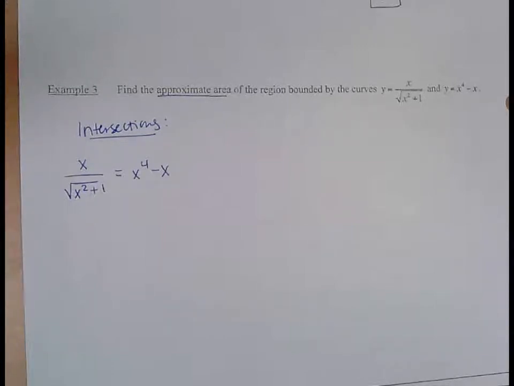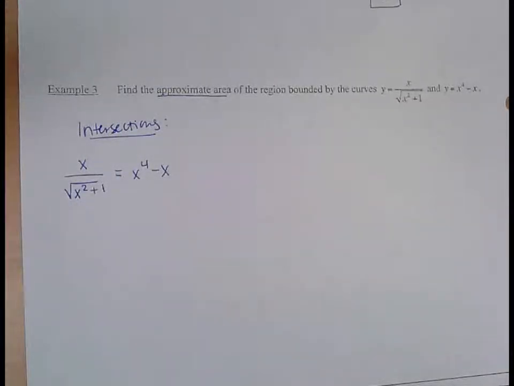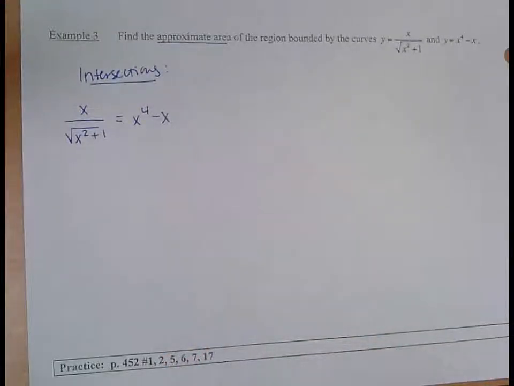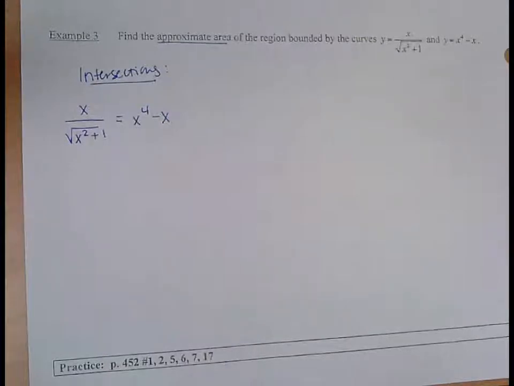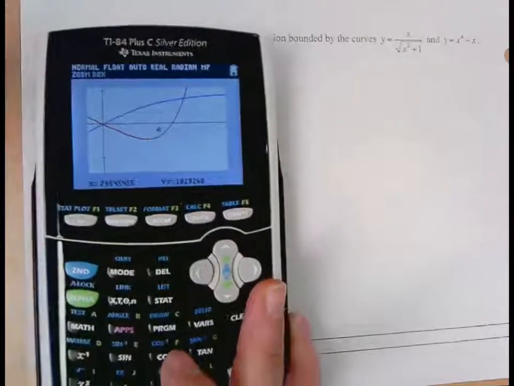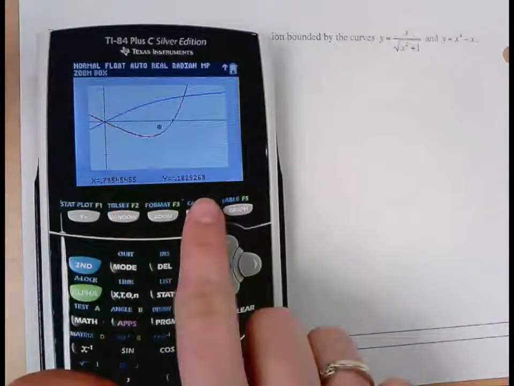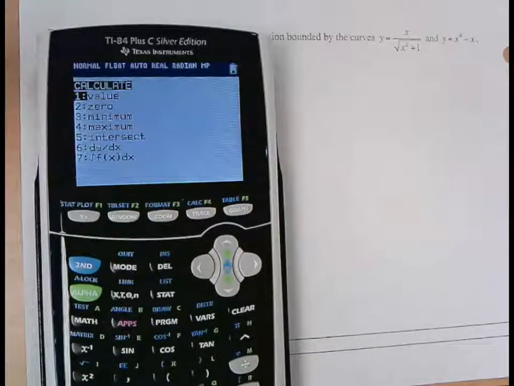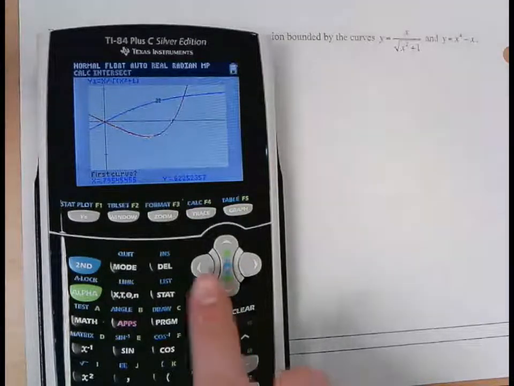Okay, this would not be a no calculator question because to solve this by hand, that is more complicated. So for this one, this is why it's saying even to find the approximate area, you would have to approximate where they intersect using your calculator. So you'd want to go on to the calculator and do the second trace for the calc menu. Option 5 is intersect, and find the two intersection points.